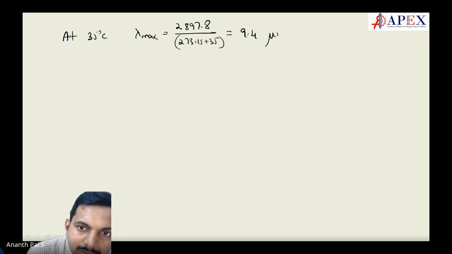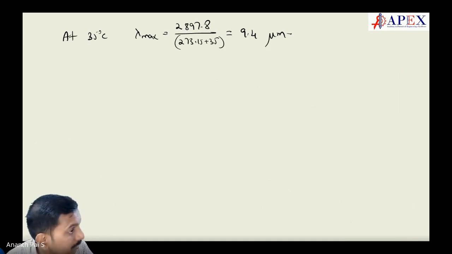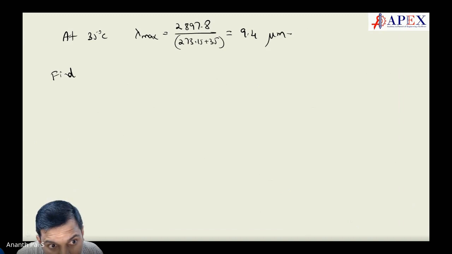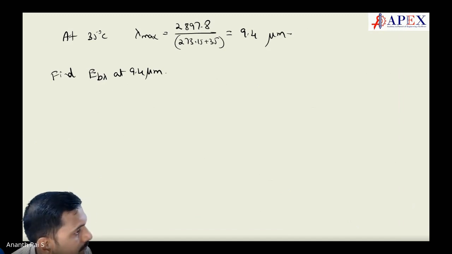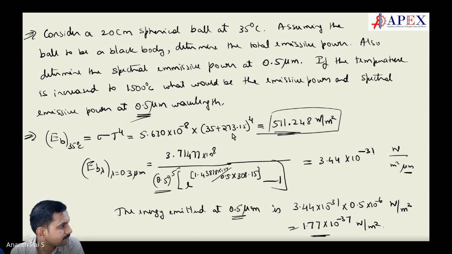Now substitute and find EB lambda at 9.4 micrometer. Can you do it? Yeah, you can go to the previous slide. Next, find the energy emitted at 0.5 micrometer.